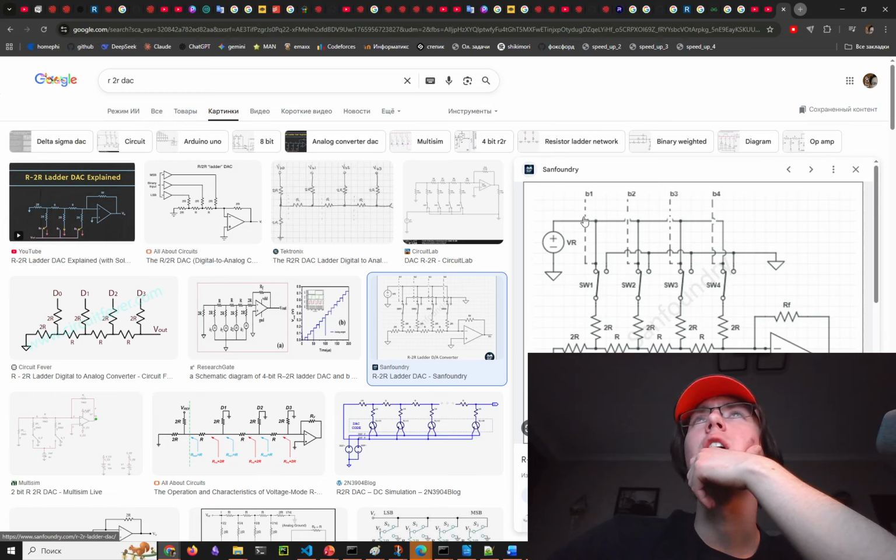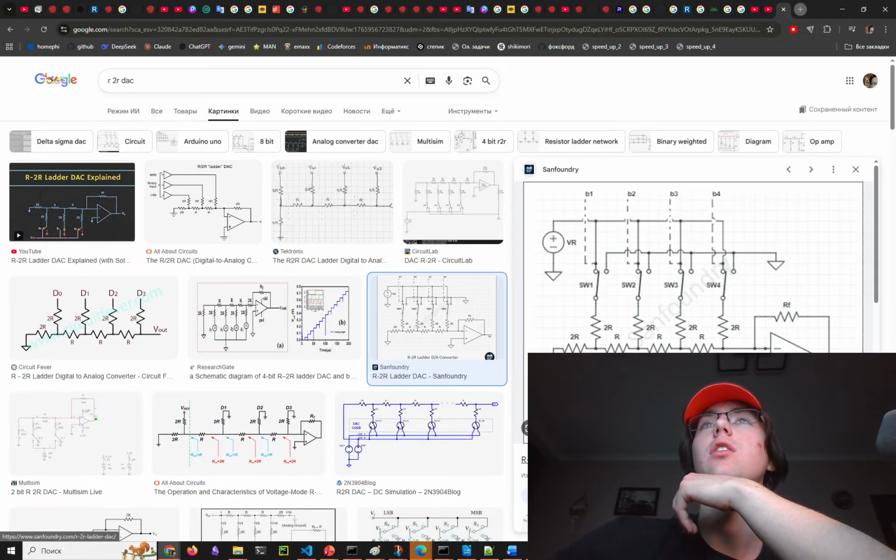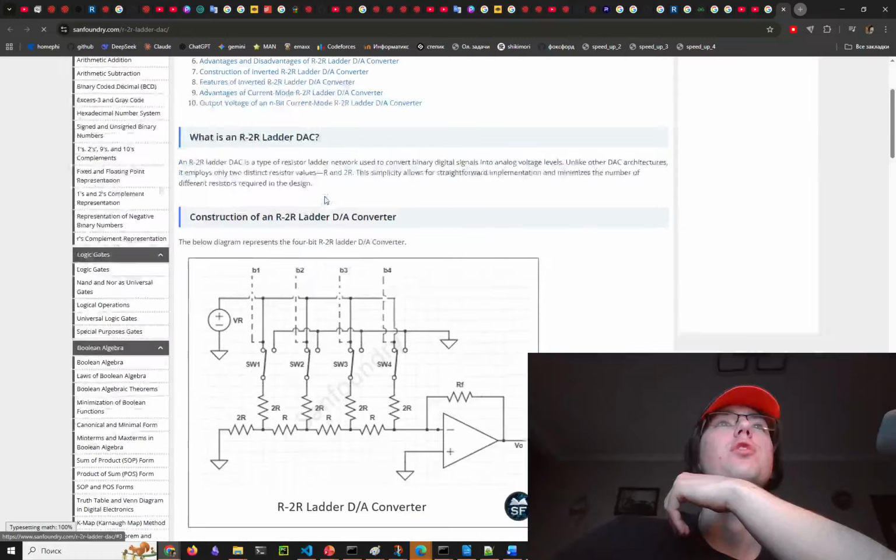So here are the bits that go to the DAC, right? If we close the switch, so okay, if all switches are closed, what do we get? What do we get here in V0? Let's just go to the site.